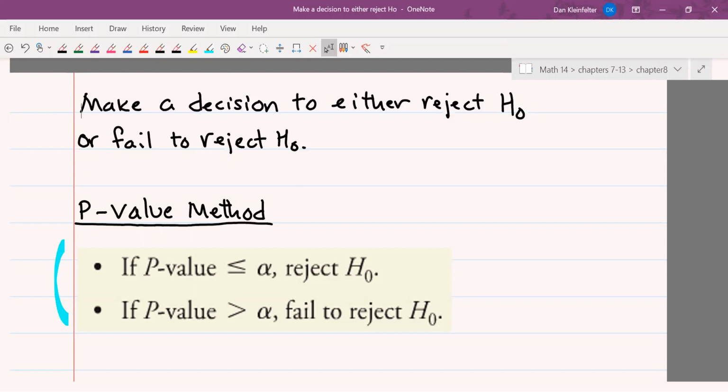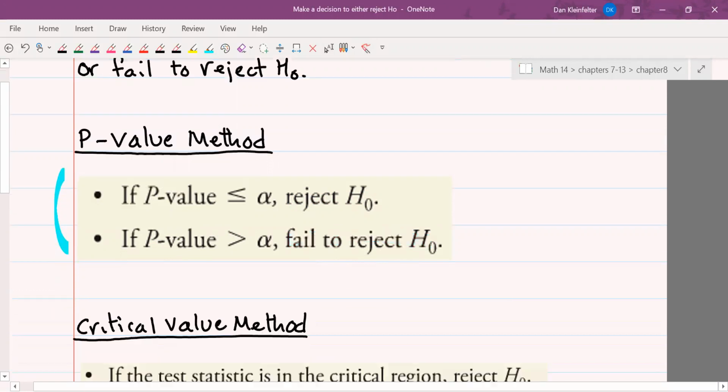If that probability is really small, the probability of us getting a sample like we did, then you know what? Probably the null hypothesis is not true. If the p-value is higher than our alpha, then that isn't conclusive evidence or convincing evidence that the null hypothesis is not true, and so we would fail to reject that null hypothesis.